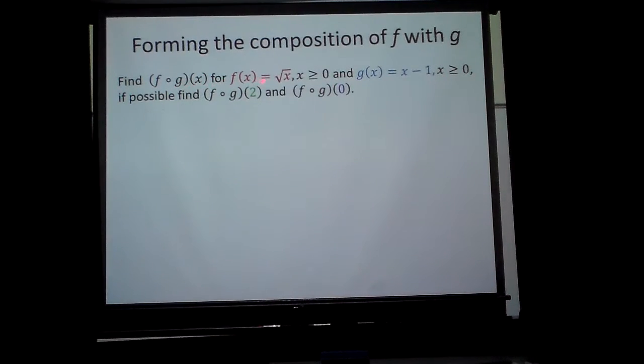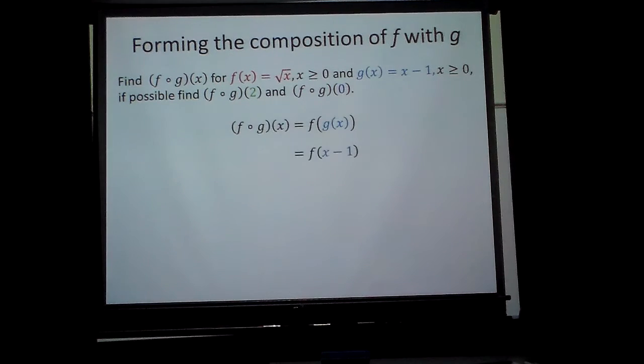Find f of g for f of x, the square root of x, provided x is greater than or equal to 0, because that would be the domain. And the same thing right here, g of x when x is greater than or equal to 0. So first off, if possible, find f of g of 2, which means this. Notice, this means do the g function first. You're going to do the f function last. It's kind of like you have to do the closest things first and then you move backwards.